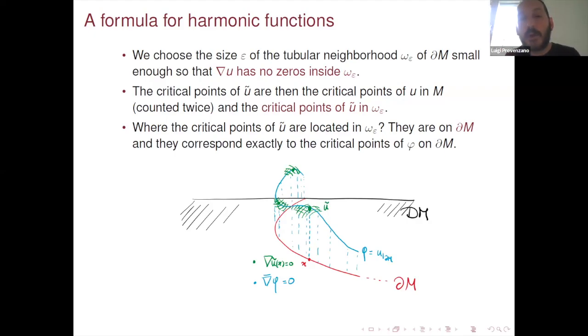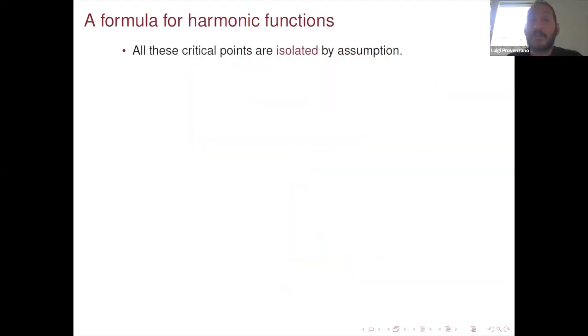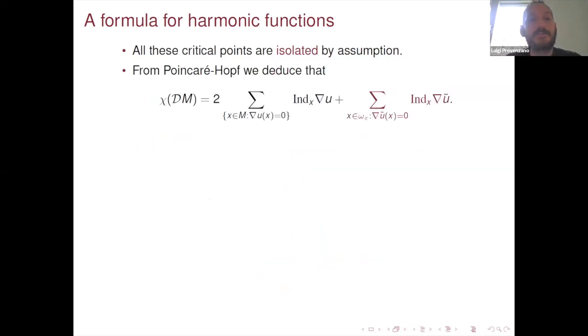And if we do things properly in this tubular and collar neighborhood, there are no other critical points. So in these tubular neighborhoods, the only critical points are those coming from the critical points of phi, of the restriction on the boundary, just that. So we have identified all the critical points of tilde U. And by assumptions, these are isolated.